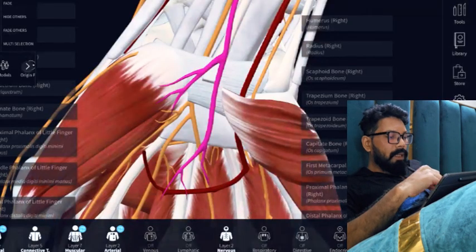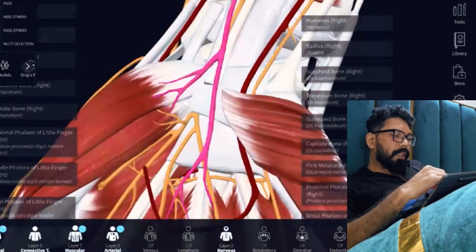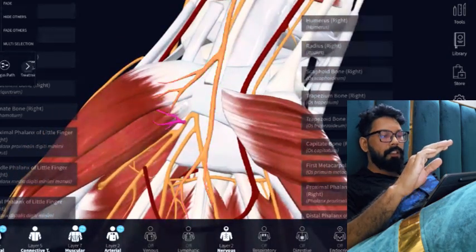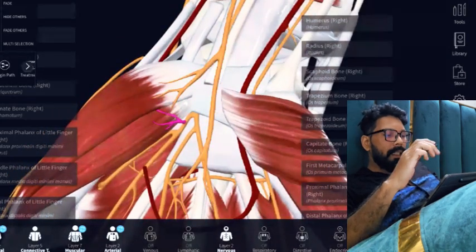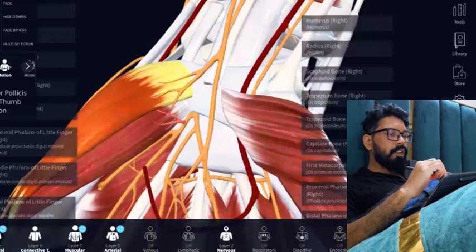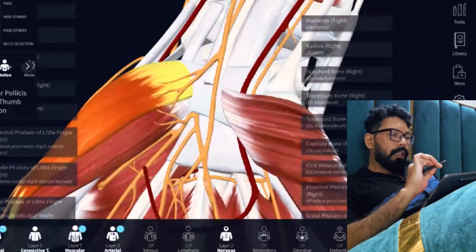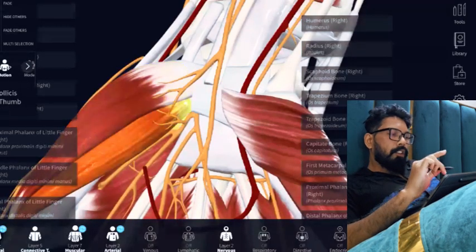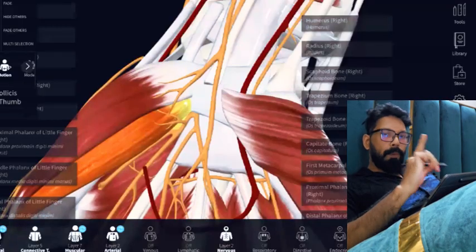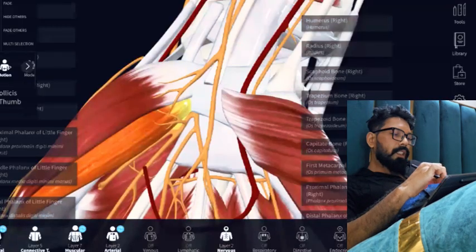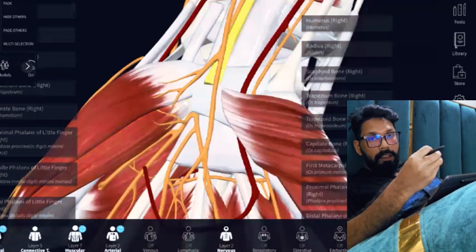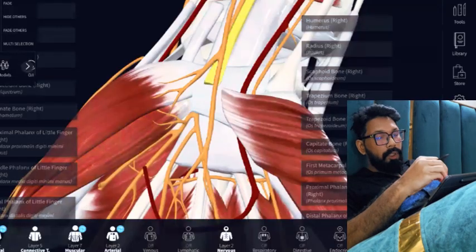Then after emerging from the carpal tunnel, it will give a branch called the recurrent branch. This is a muscular branch, and it will supply all the muscles of your thenar eminence: abductor pollicis brevis, flexor pollicis brevis, and opponens pollicis. So first see where it supplies, then I will talk about injury.